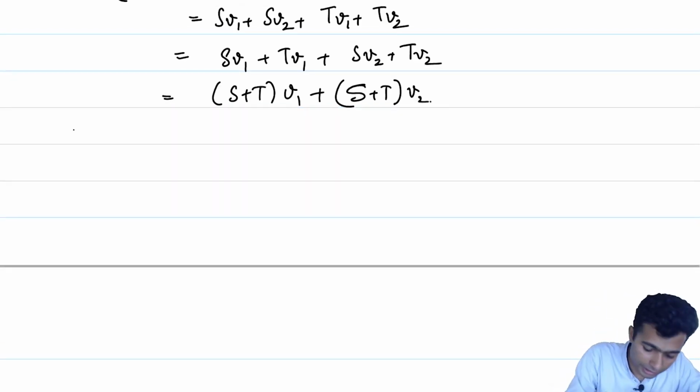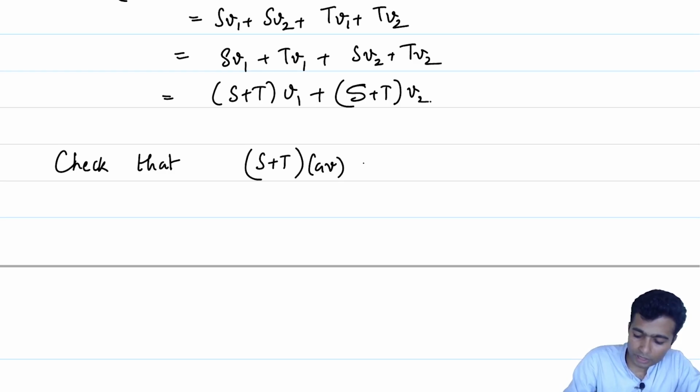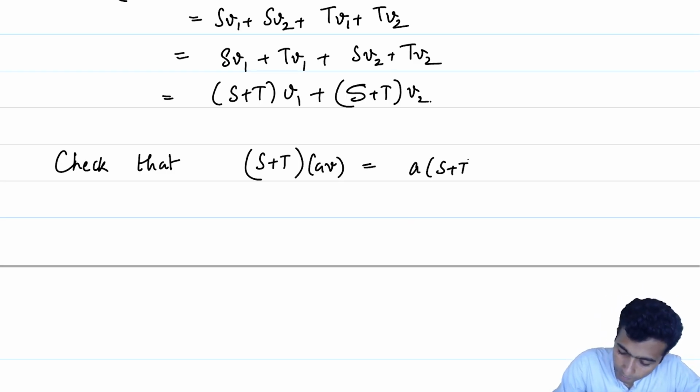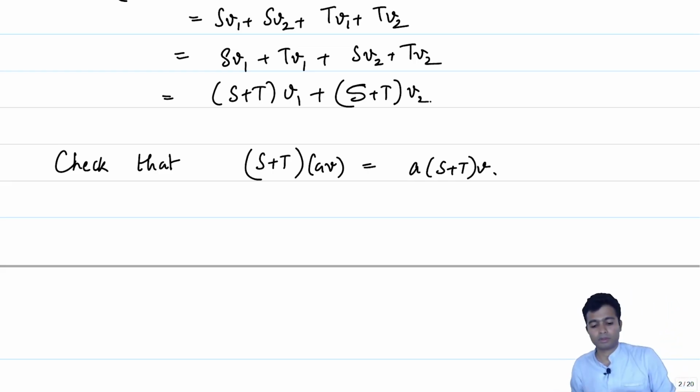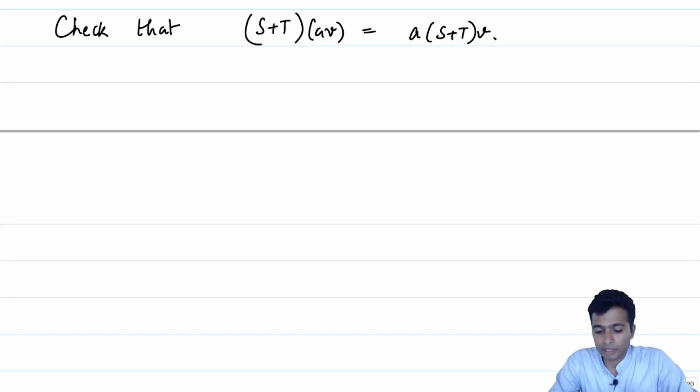So I will leave it as a check that (S plus T)(av) is equal to a times (S plus T)(v). And with this we would have established that if you are given two linear transformations S and T, we can talk about the sum S plus T.